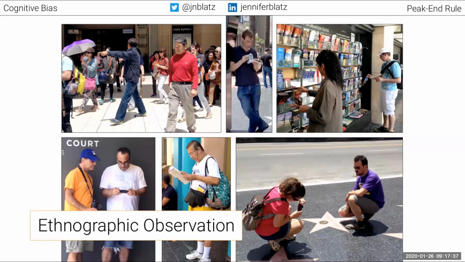So as we talk about the peak end rule, I want to take an opportunity to plug the importance of one of my favorite types of user research, and that's ethnographic observation, which is also known as side-by-sides. So ethnographic observation is when you are with a participant and observe what they do. You're there side by side with them.